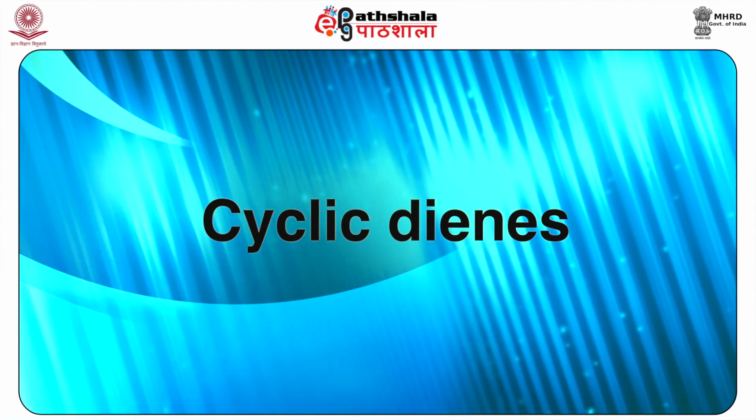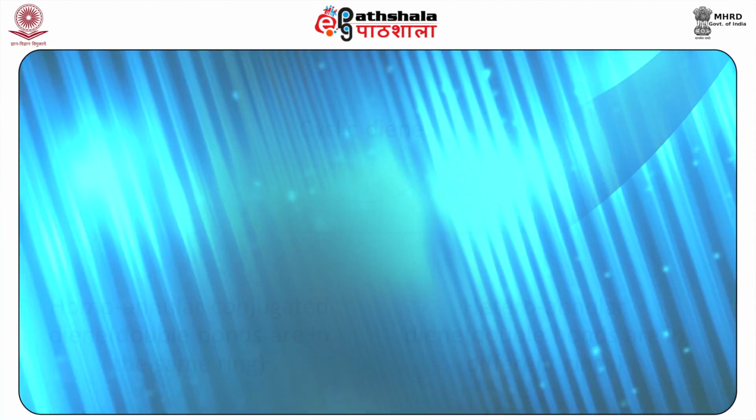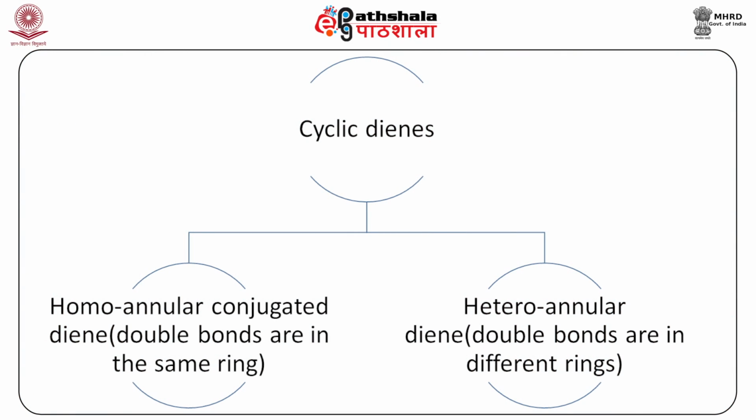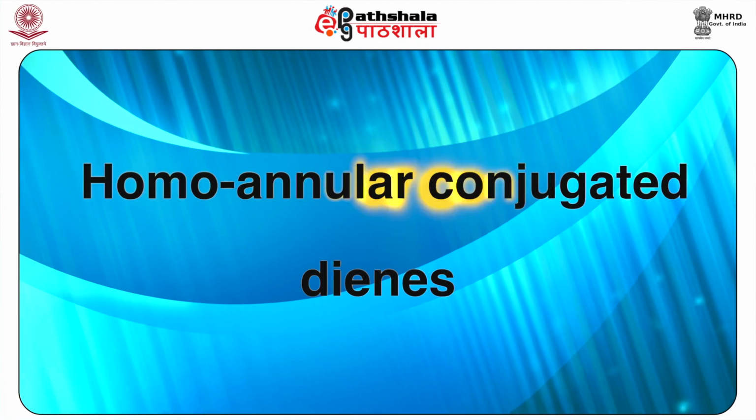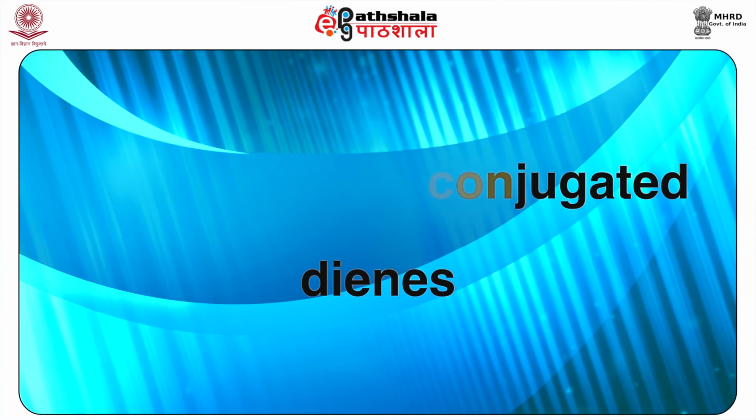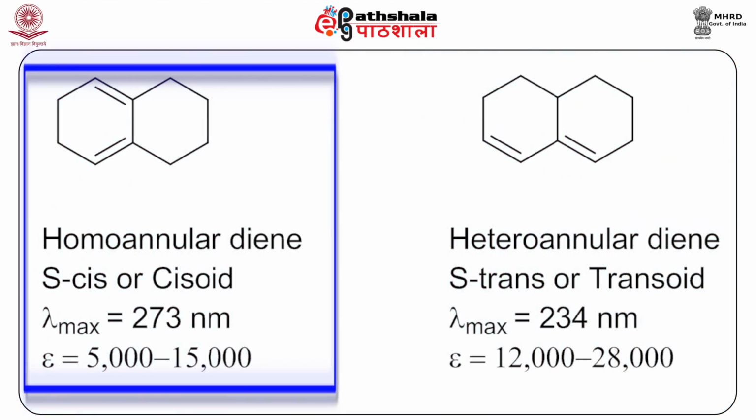Now as you can see, all this is shown in this figure. Coming on to the second kind of dienes, that is the cyclic dienes. Cyclic dienes can be classified into three classes depending on whether the double bonds are in the same ring or in different rings. Coming on to the first type of cyclic dienes, they are homoannular conjugated dienes. Both conjugated double bonds are in the same ring in homoannular conjugated dienes, and thus they have s-cis or cissoid configuration.